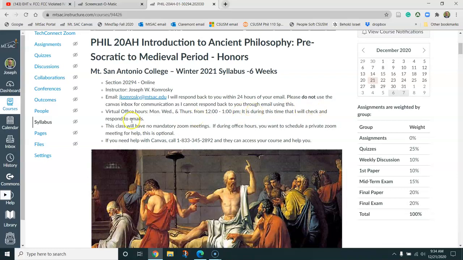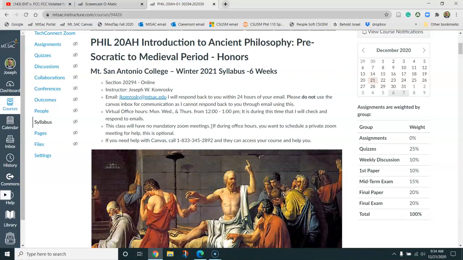And it's during these times that I check my emails. If you email me Monday night at 10:30 at night, or Saturday or Sunday, and I don't get back to you, it's because my office hours are these, okay? And I do my best to check my emails every day. So with that being said, this class will have no mandatory Zoom meetings. I do not hold class where you have to log on to Zoom and listen to me talk.